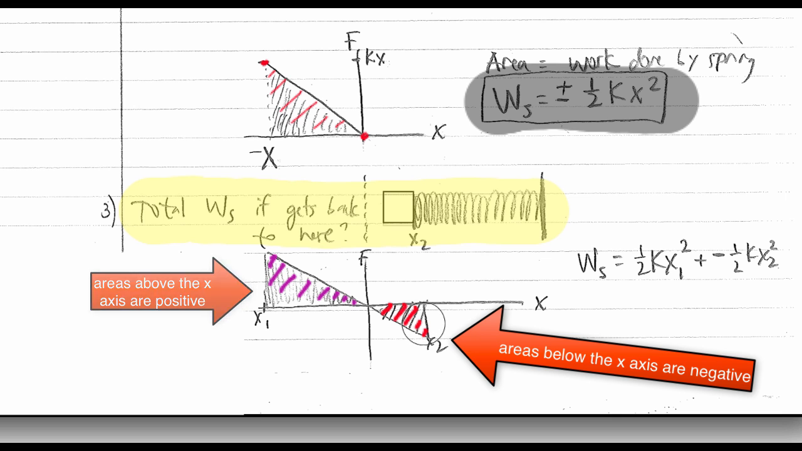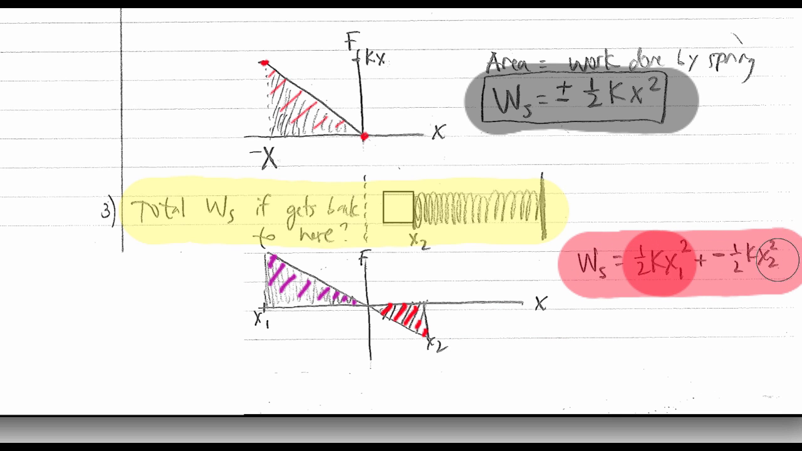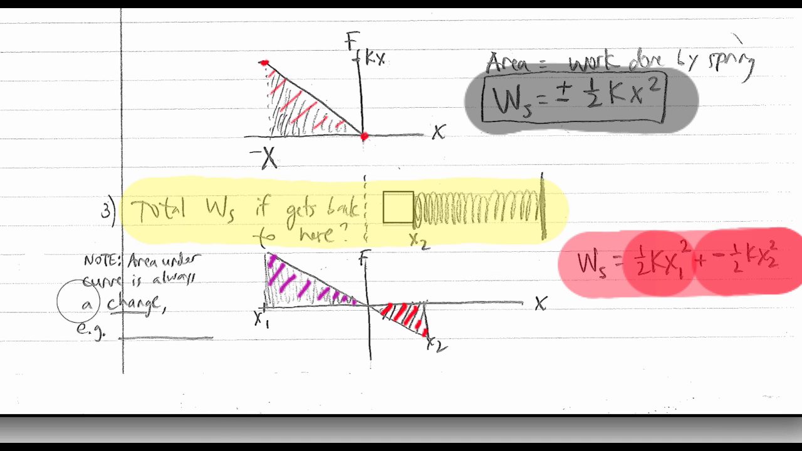So notice that we've got to add these two values up here. We've got work of the spring is 1/2 kx1 squared. That was the work that we did up here. But then we're going to take away this second little triangle because that is negative work. That's the total work. And again, notice the area under the curve is always a change.